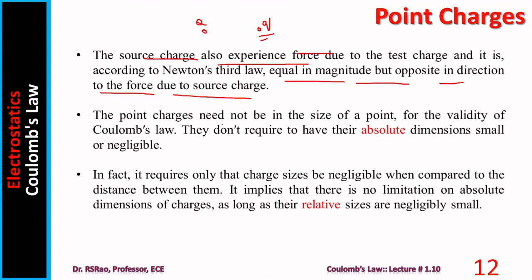The point charges need not be the size of a point. The charges need not be absolutely small for the validity of Coulomb's law. They don't require absolutely small dimensions. What is required is relative: charge sizes must be negligible when compared to the distance between them. There is no limitation on absolute dimensions of charges as long as their relative sizes are negligibly small. What does it mean?